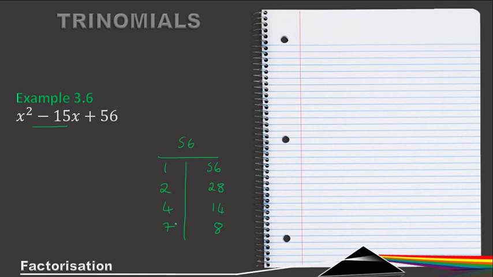7 and 8, if I add them, I actually get 15. But I want negative 15, not positive 15. So instead of saying plus 7 plus 8, I'm going to say minus 7 minus 8. That will give me negative 15. So I've got my 2 brackets, and then I have x here and here. So I have x minus 7 and x minus 8.